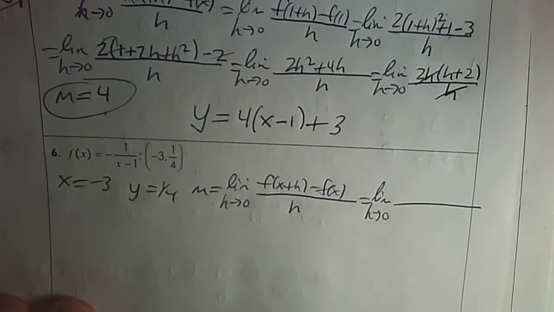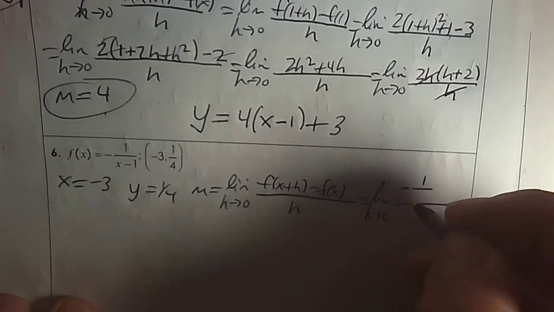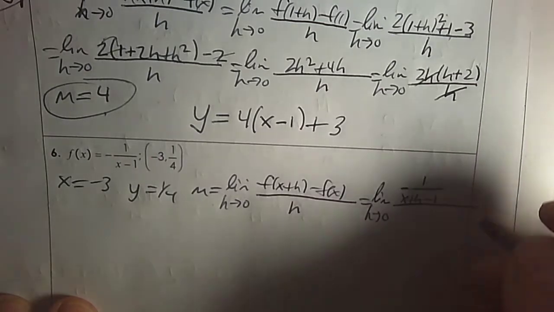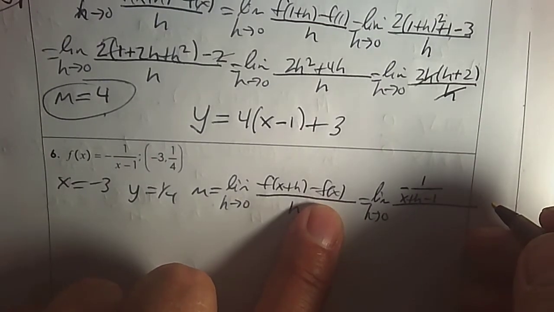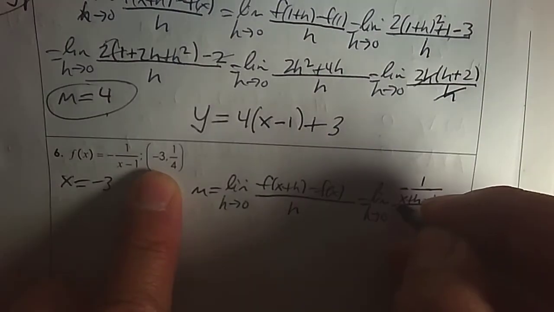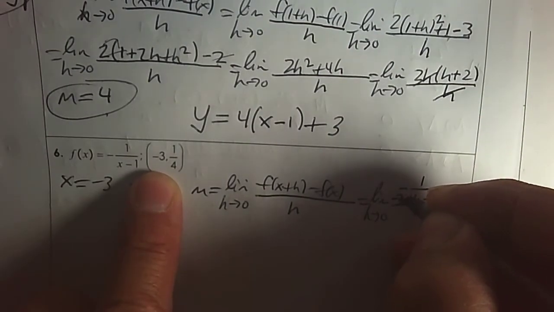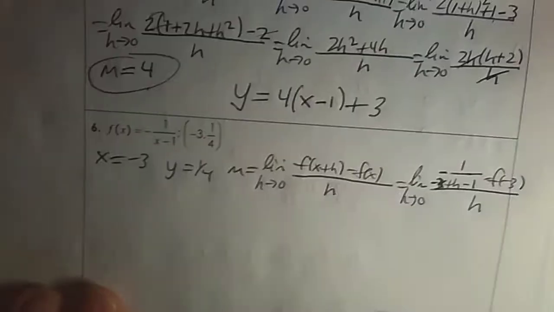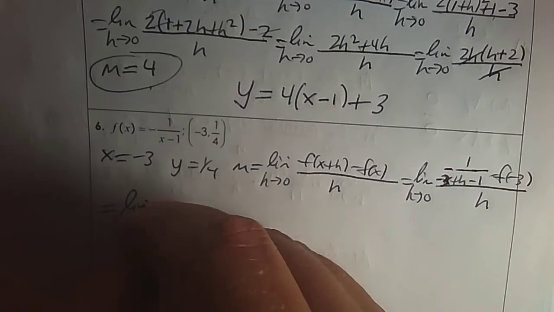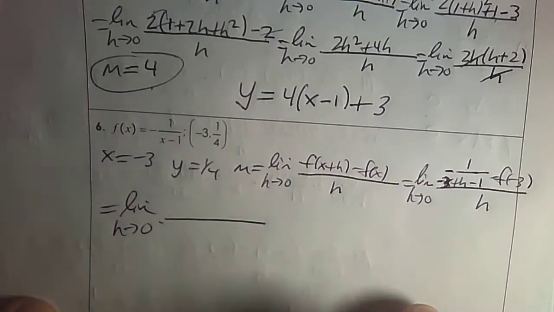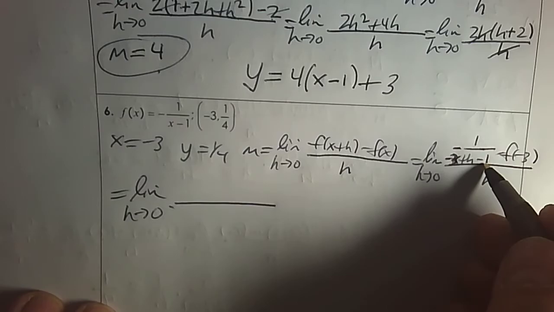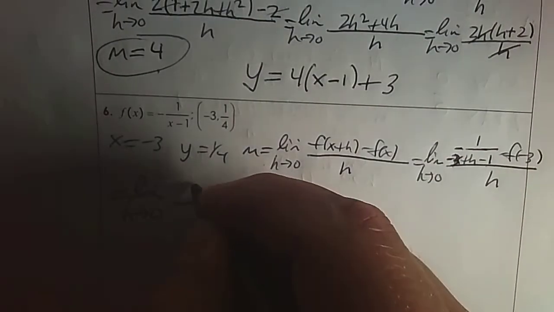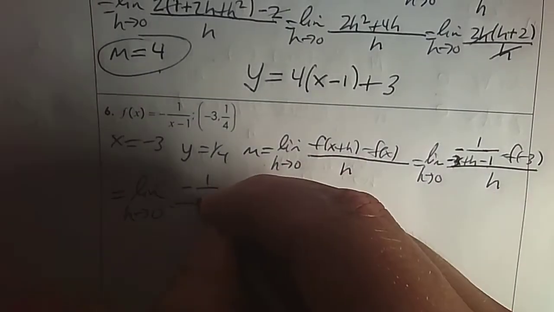So I'm going to plug in x plus h. So it's -1 over x plus h minus 1. And then I'm going to plug in, oh, we know x. So what's x again? -3. So I can plug in -3 here. And again, I can plug in -3 here, all over h. So let's clean this up a little bit. If I plug in -3 here, I get -3 subtract 1, which is h minus 4.